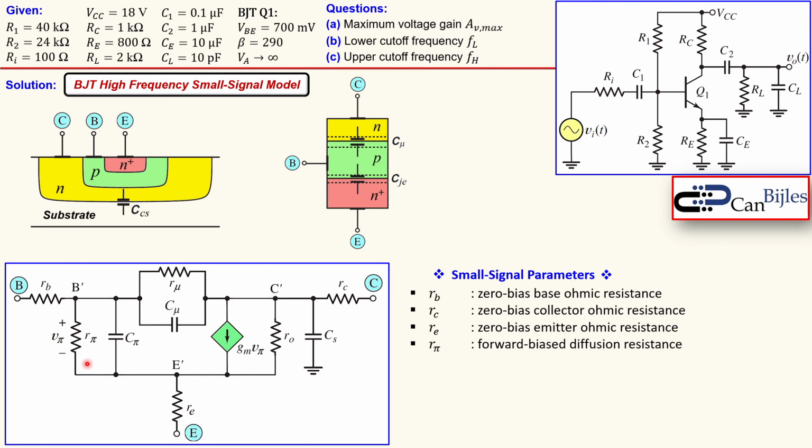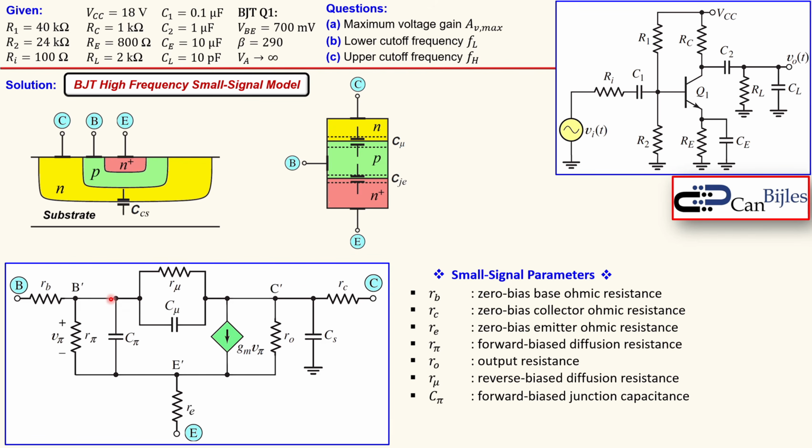We have the R pi here, which we also use in the analysis of the voltage gain and the low frequency analysis, so that is the forward biased diffusion resistance. We have also this output resistance, which we use when we have the early voltage. In this case it is infinite, so it is open. And the R mu is the resistance we see in the feedback part, which is the connection between the collector and the base. And you also have the C pi, which is from the base to the emitter.